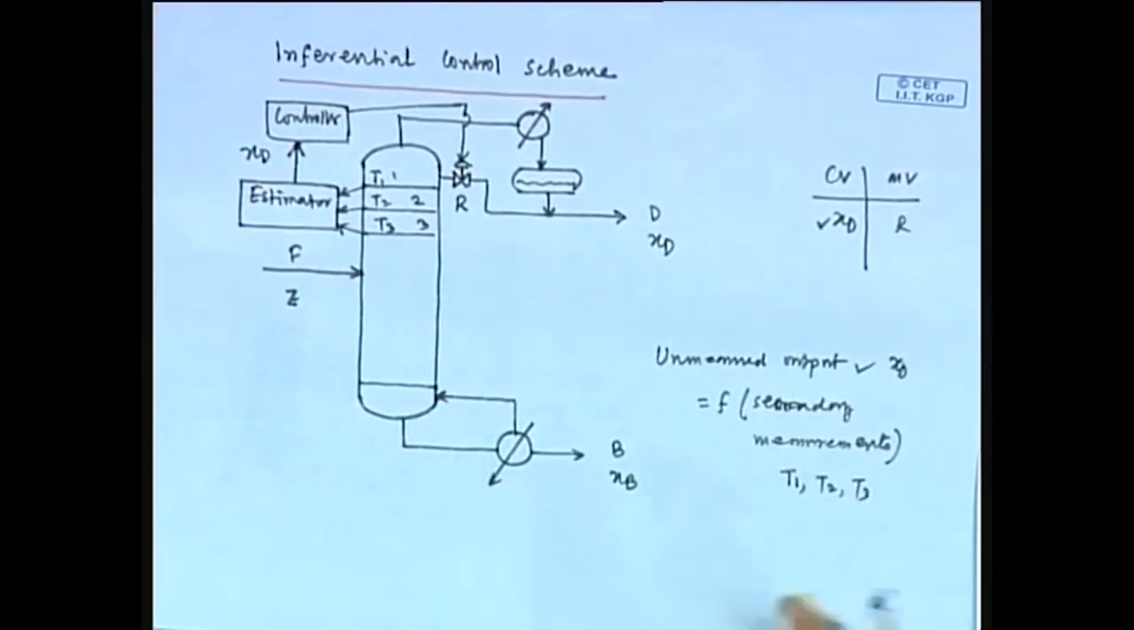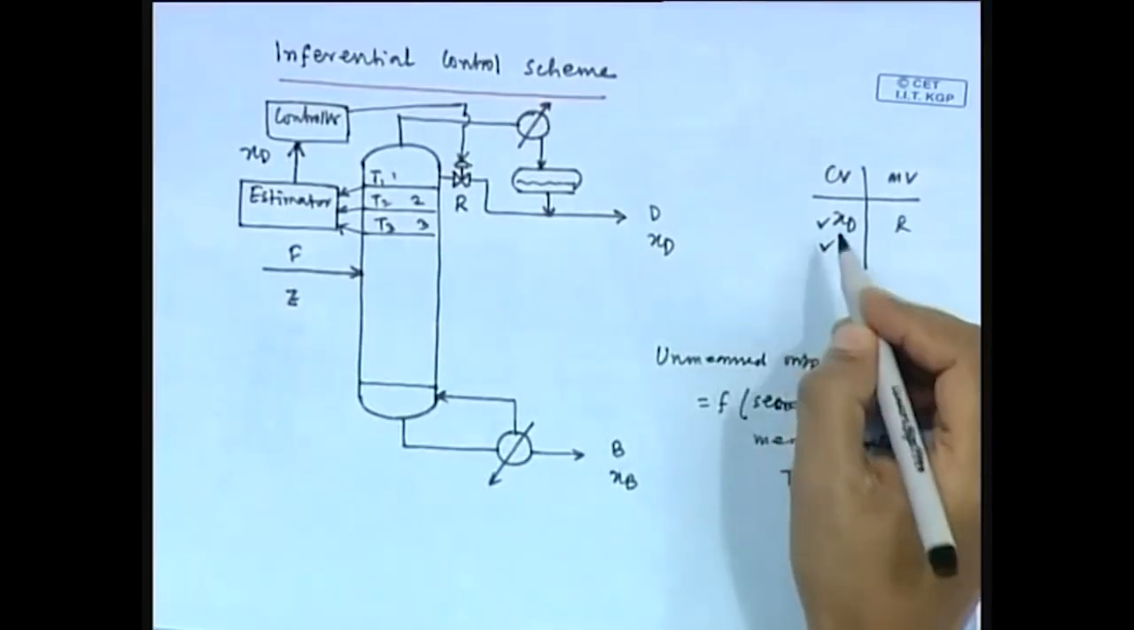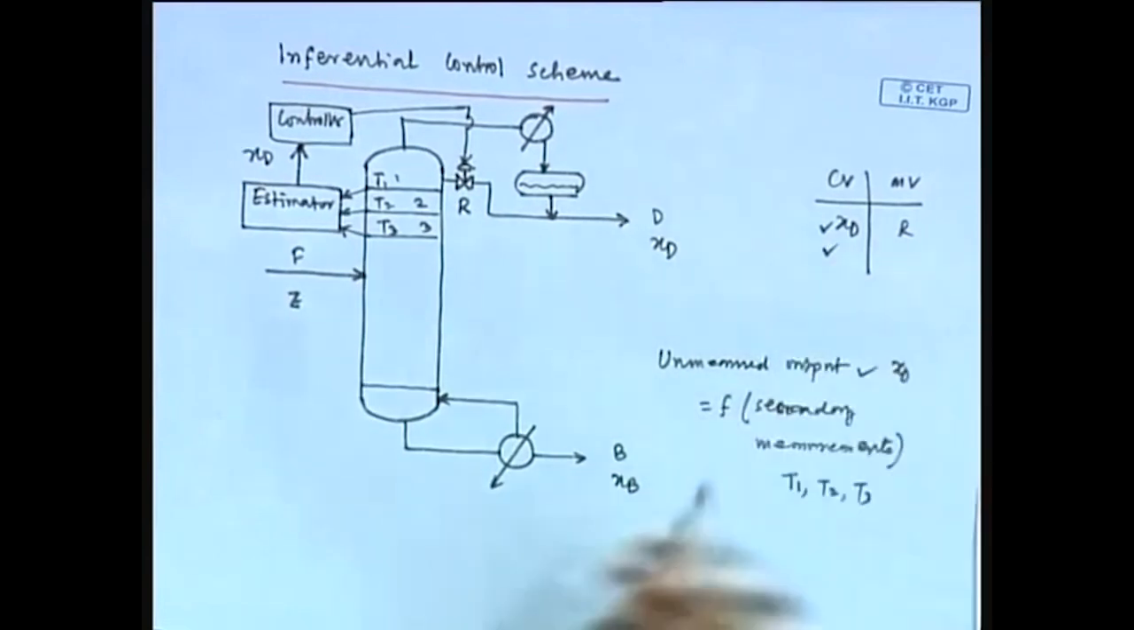Fine. So, I have mentioned earlier why we prefer this control scheme, the inferential control scheme, because if we directly want to measure this product composition, in that case we need a composition analyzer. And most composition analyzers provide large delays in the response. This is the first drawback. The second drawback is high investment and maintenance costs. This is the second drawback for the use of a composition analyzer. Fine.